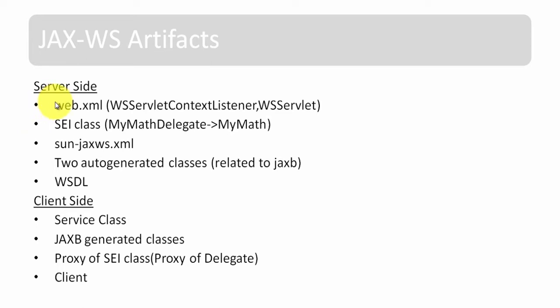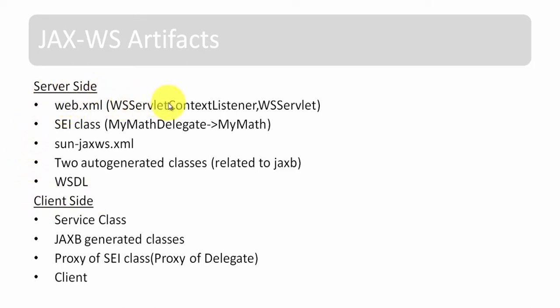The server side files are the web.xml modifications, the service endpoint interface class, something called the sun-jaxws.xml file, two auto-generated classes, and a WSDL file. These are the artifacts generated for our blind example.